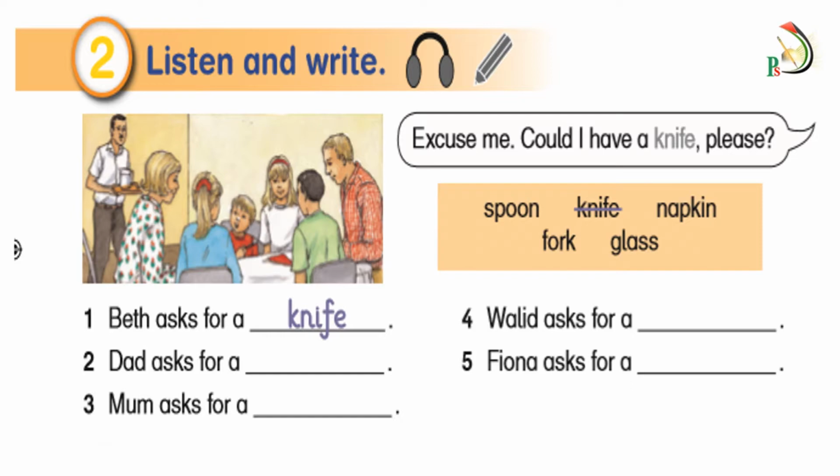Excuse me, could I have a knife, please? 2. Excuse me, could I have a glass, please? 3. Excuse me, could I have a fork, please? 4. Excuse me, could I have a napkin, please? 5. Excuse me, could I have a spoon, please?